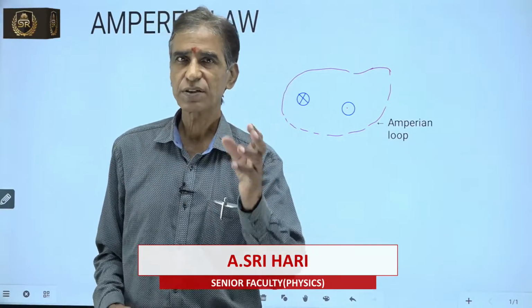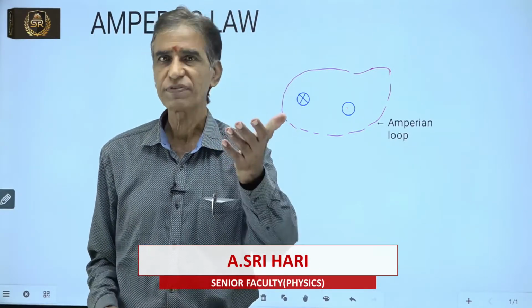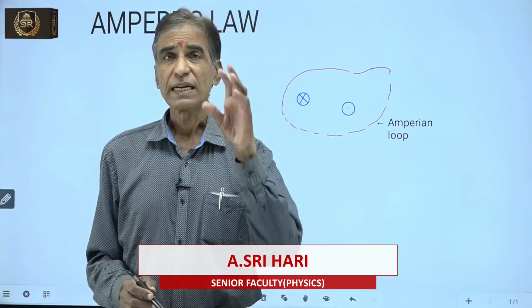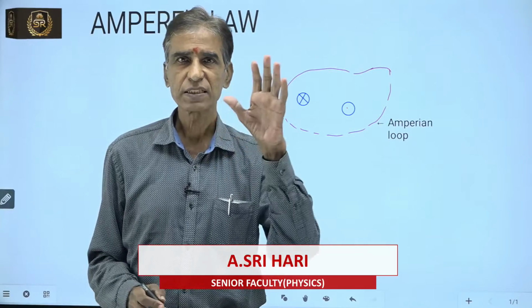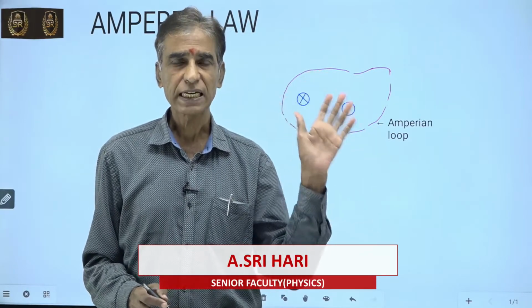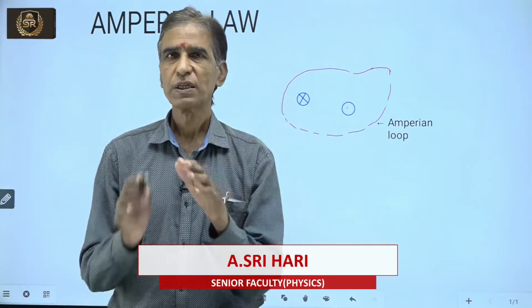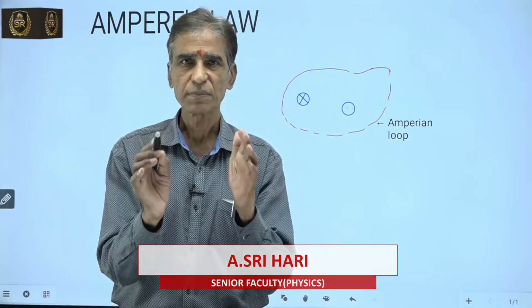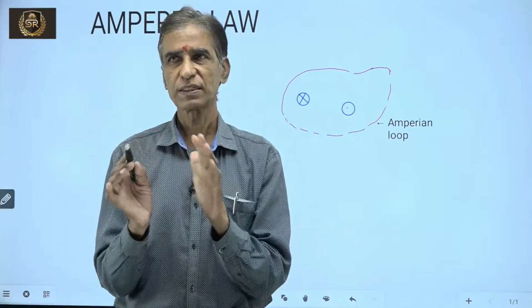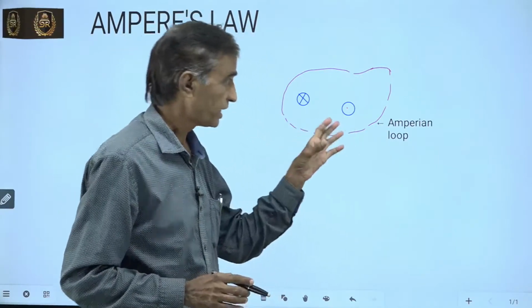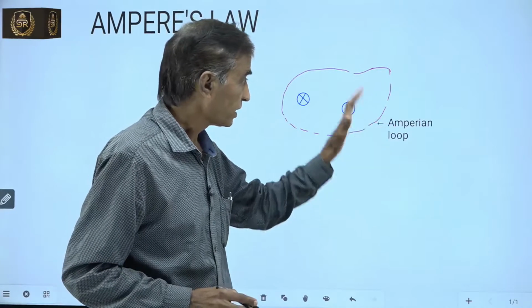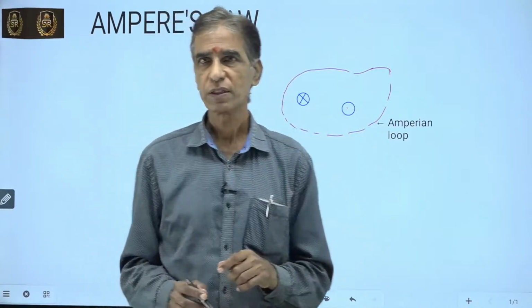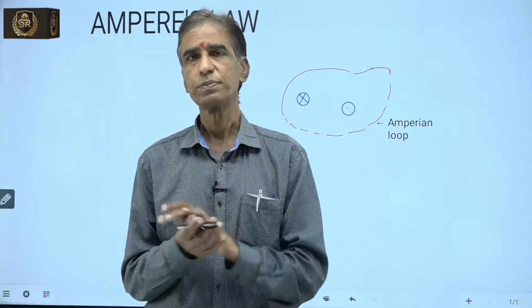According to your convenience, whatever shape you feel comfortable with, you are going to take. Because the magnetic induction due to the current carrying conductors enclosed by the loop does not depend upon the size of the loop, and it does not depend upon the shape of the loop. That's why whatever your choice, whatever you feel convenient, you can choose. That is known as the Amperian loop.